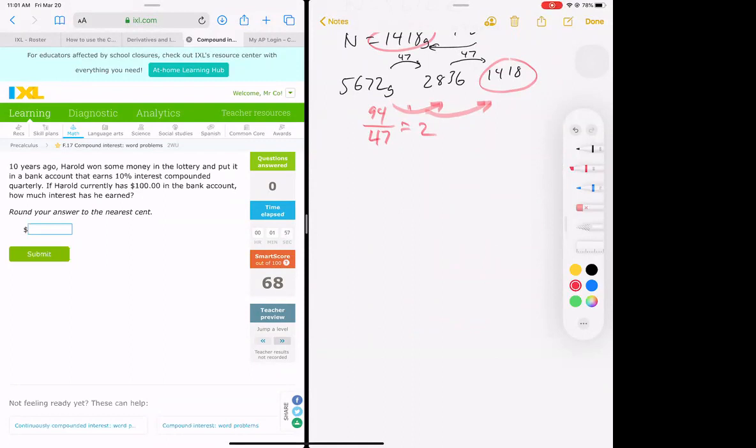Why would they say that? He won the lottery and he put some money in the bank and he only put $100 in the bank. What did he spend the rest of his money on? Gosh. Okay.